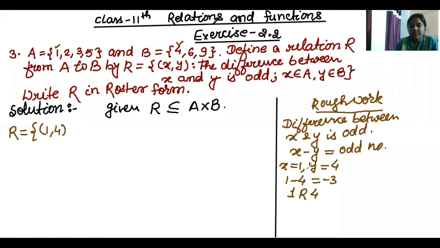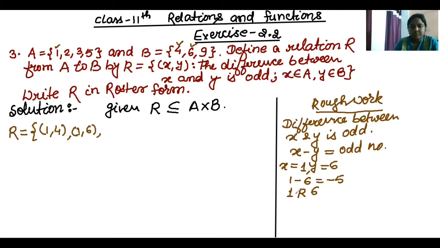Now next element we will find out of R. If I'm applying x equals 1 and y equals 6, so 1 minus 6, this is minus 5. Again this is odd. So we can write 1 is related to 6.